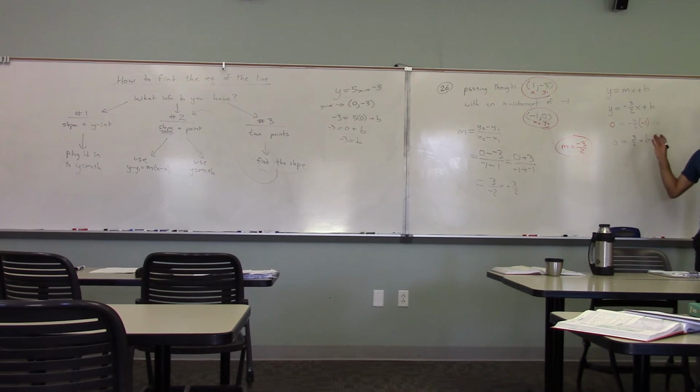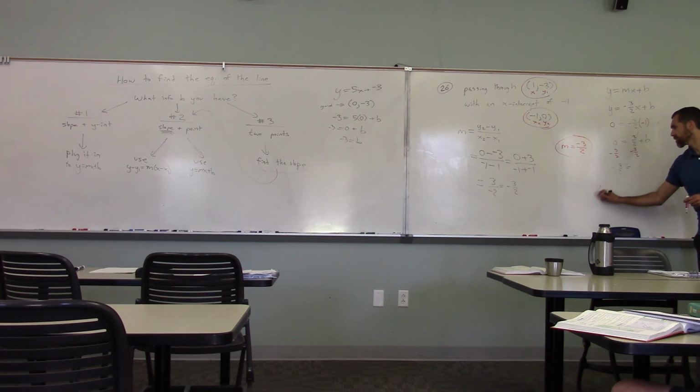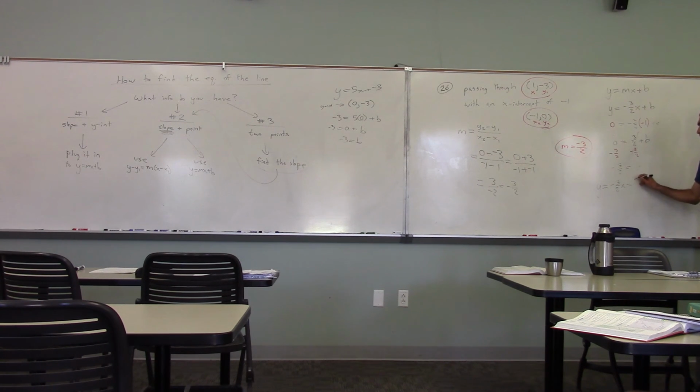So not scared of fractions. If I have b plus a number, I want to get rid of it, so I just subtract the number. Right? And so now I have b by itself is equal to -3/2. Whoa, the slope and the y-intercept are the same. That doesn't happen that often. It's kind of like winning the math lottery. So y equals -3/2 x minus 3/2. There we go. That's it.